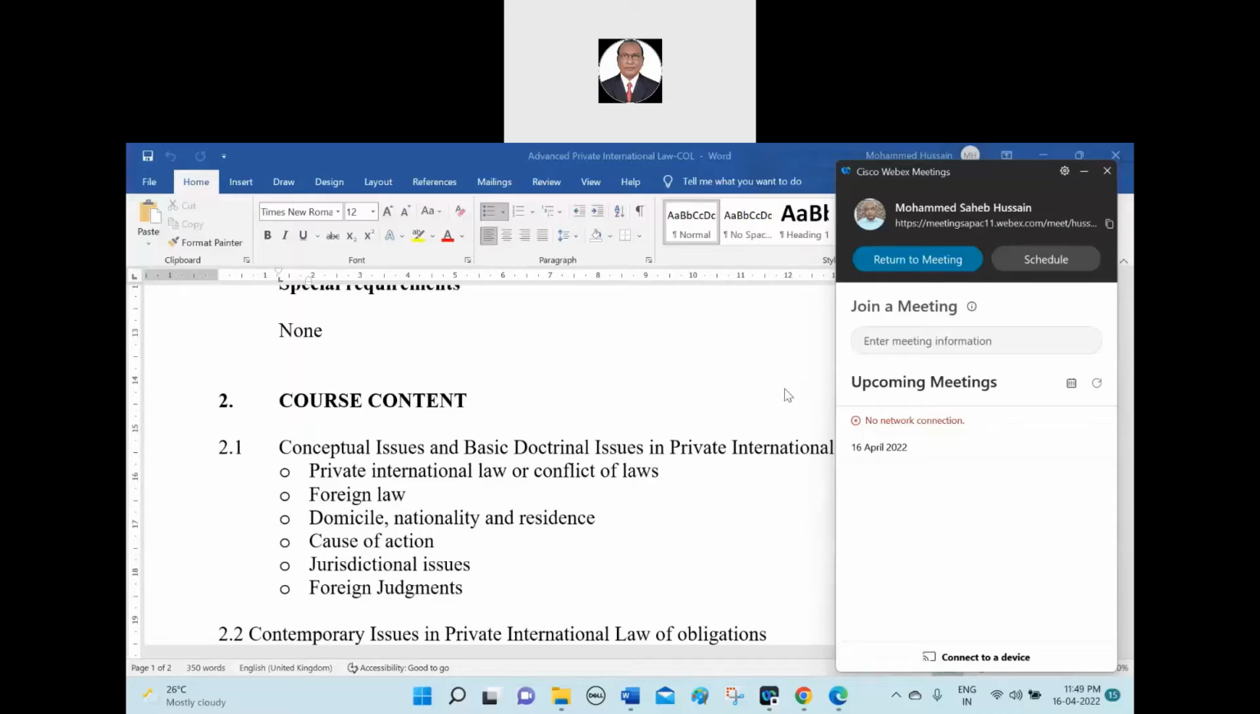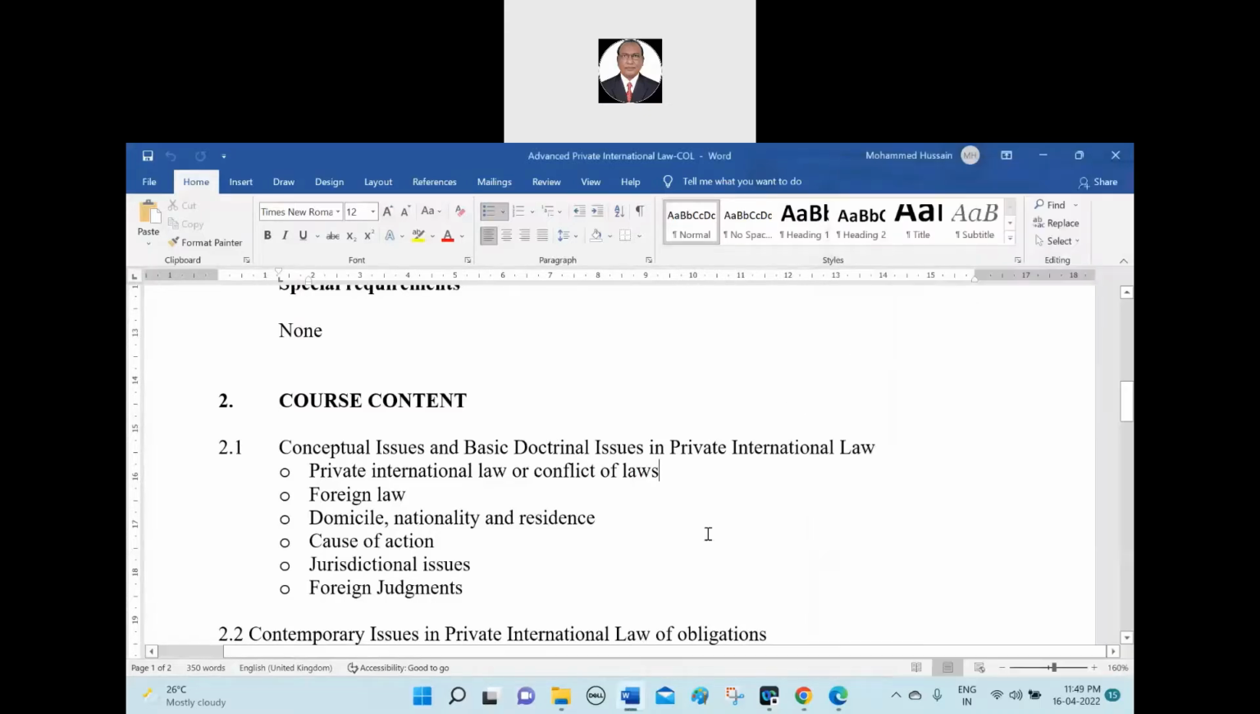If you see the course content, you will see the conceptual issues and basic doctrines in private international law: what is private international law, what is the conflict of laws, what is foreign law, domicile, nationality, and residence. So we are at domicile, nationality, and residence.